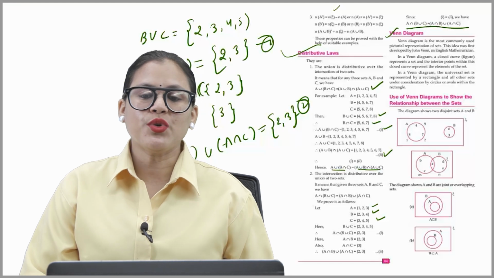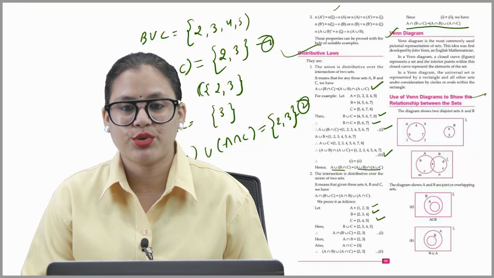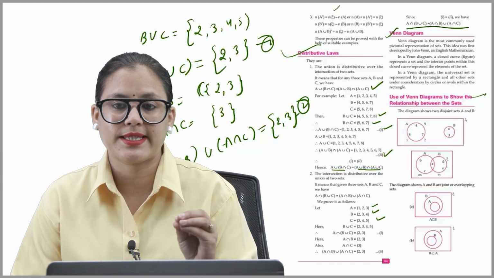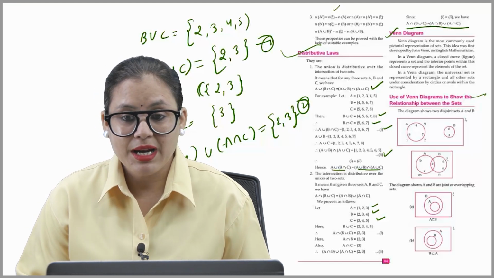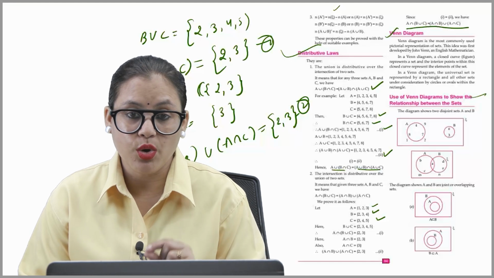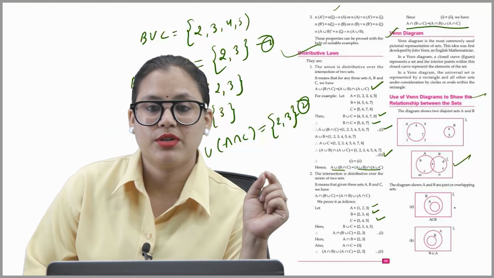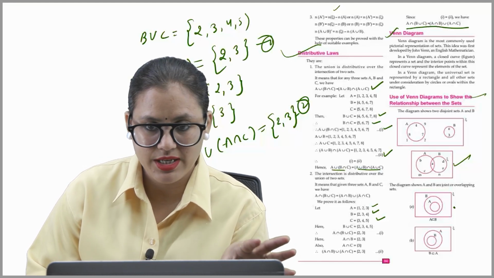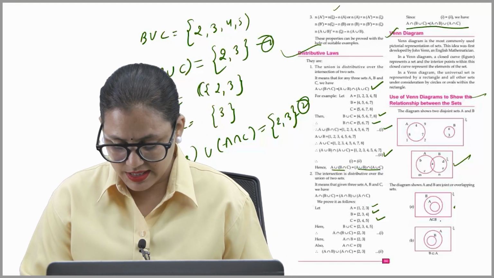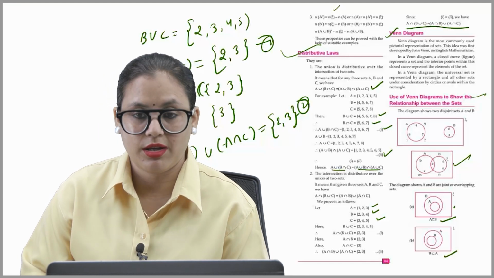Okay. Use of Venn diagrams to show the relationship between the sets. The diagram shows two disjoint sets A and B, as you can see here. And this diagram shows A and B are joint or overlapping sets. This is A belongs to B and B belongs to A.